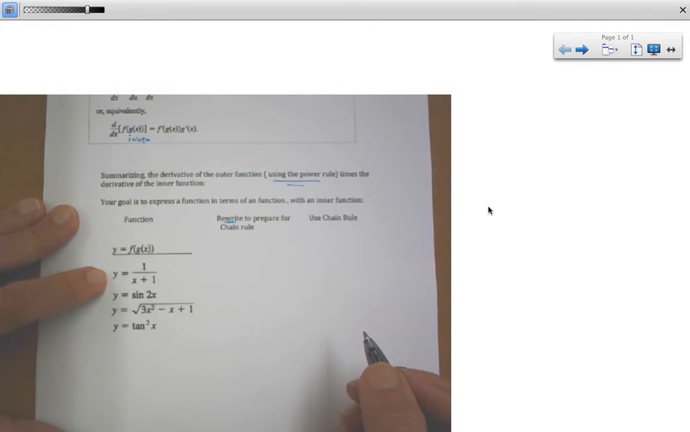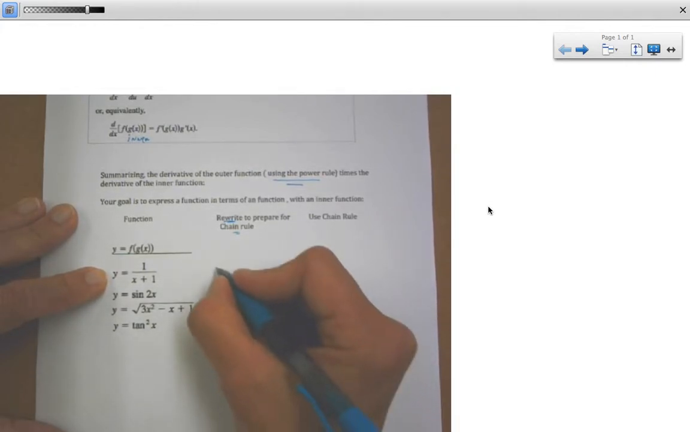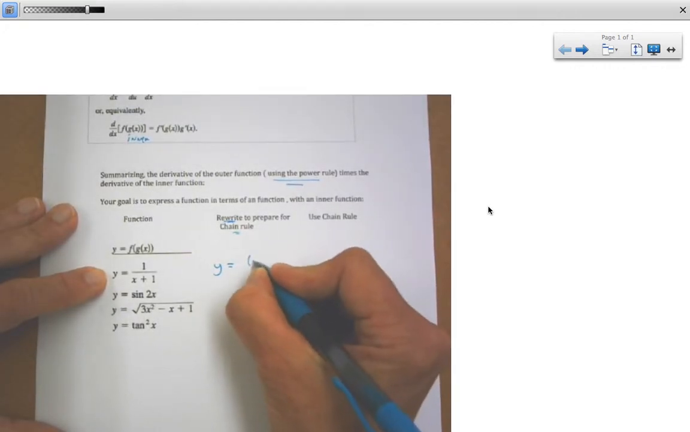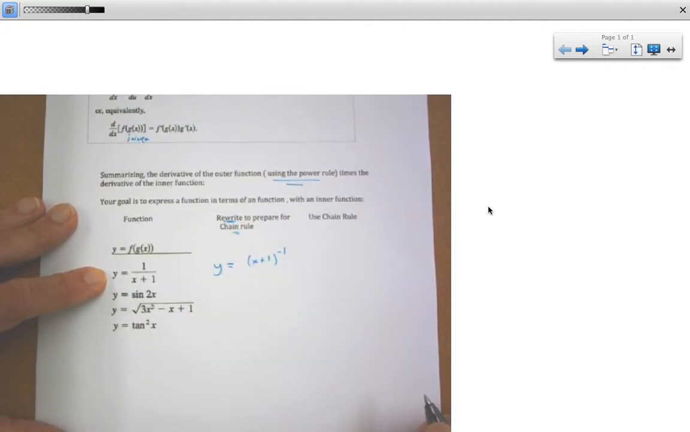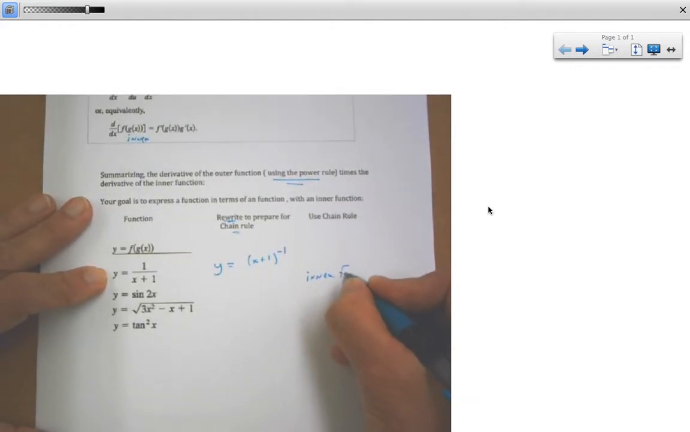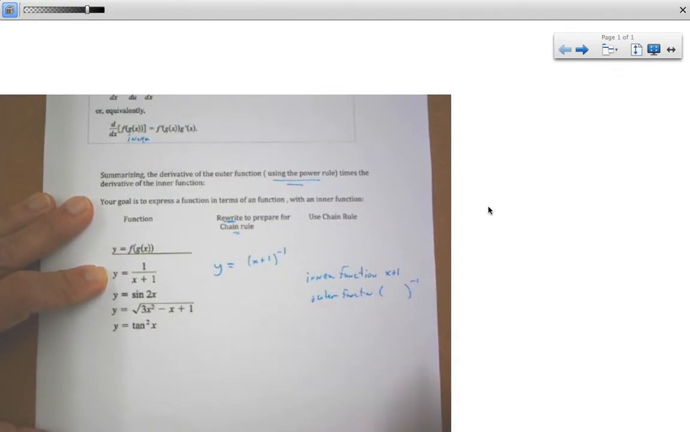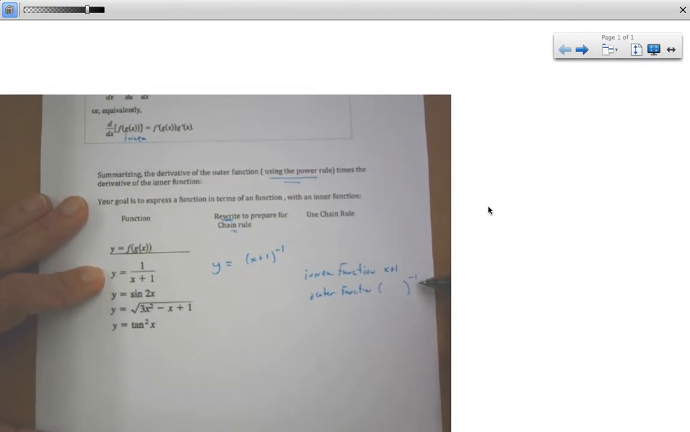Now, this first example, we know we can use the quotient rule, but we want to use the chain rule, so let's get it ready for the chain rule. I'm going to rewrite it as x plus 1 to the negative 1 power. So notice now I have it ready to identify an inner function and an outer function. My inner function is going to be x plus 1. My outer function is the parentheses raised to the negative 1 power. That's nice because now it's obvious I can use the power rule with this part of the function.